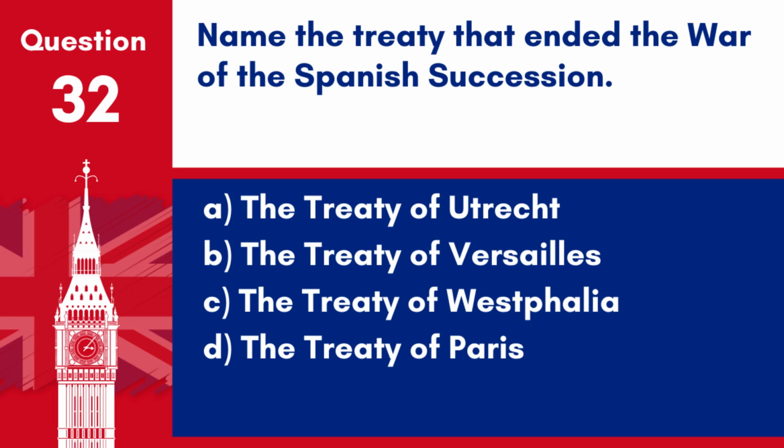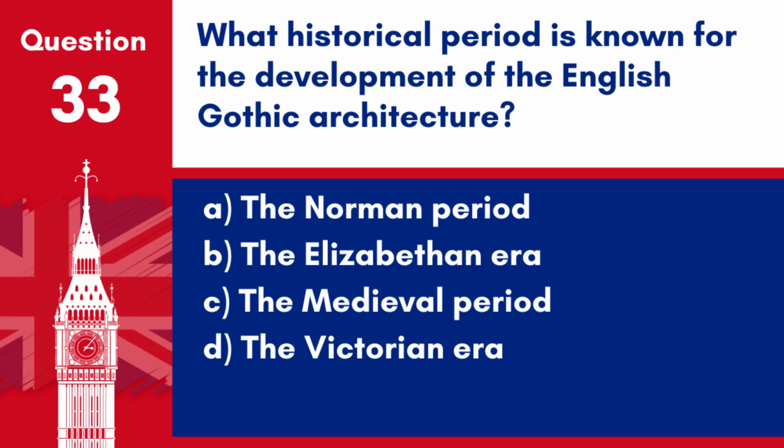Question 32. Name the treaty that ended the War of the Spanish Succession. A. The Treaty of Utrecht. B. The Treaty of Versailles. C. The Treaty of Westphalia. D. The Treaty of Paris. Answer. A. The Treaty of Utrecht. The Treaty of Utrecht in 1713 ended the War of the Spanish Succession and marked the decline of Spanish power in Europe.